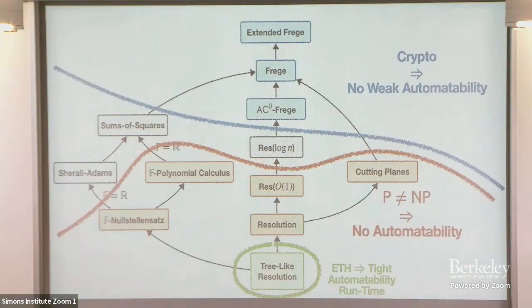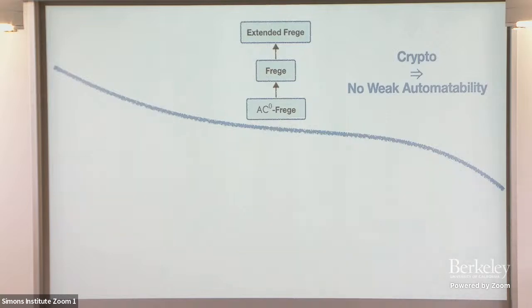Okay, so let's forget about the detailed thing and think about the rough separation between crypto and P versus NP. Let's first talk about how we can use crypto to rule out weak automatability. I'm going to pretty much completely prove this, modulo some pretty significant hand waves.